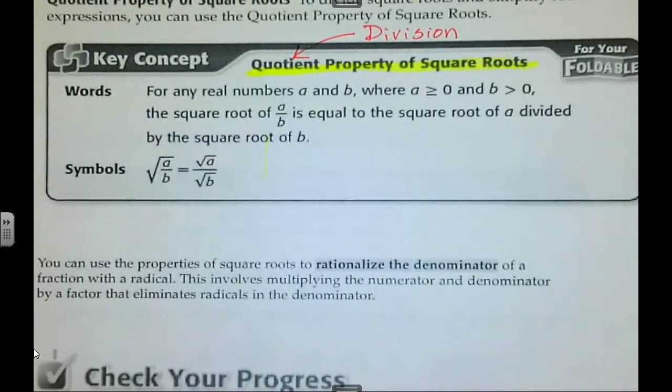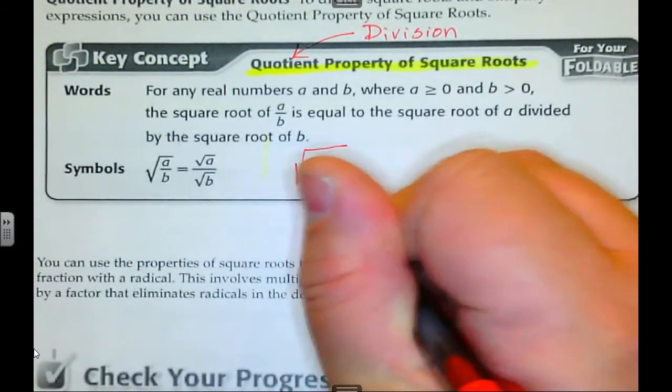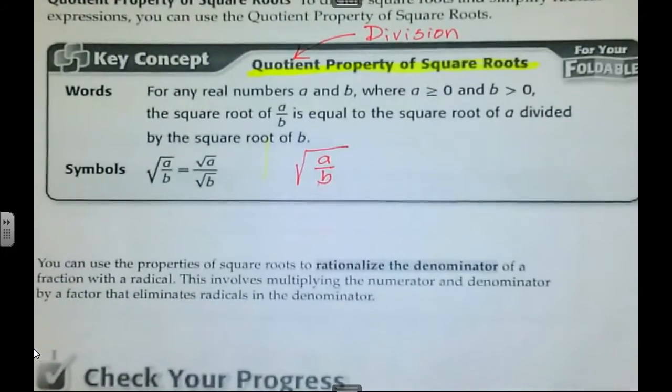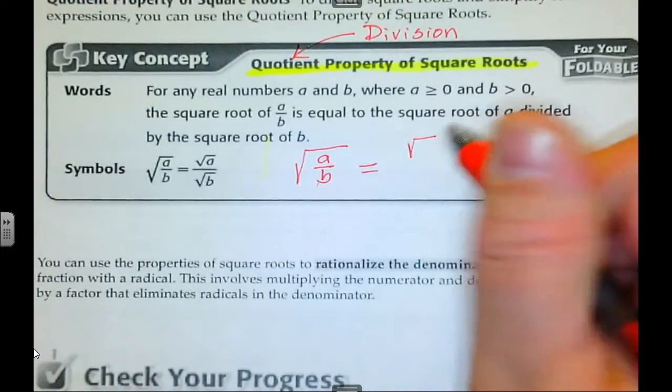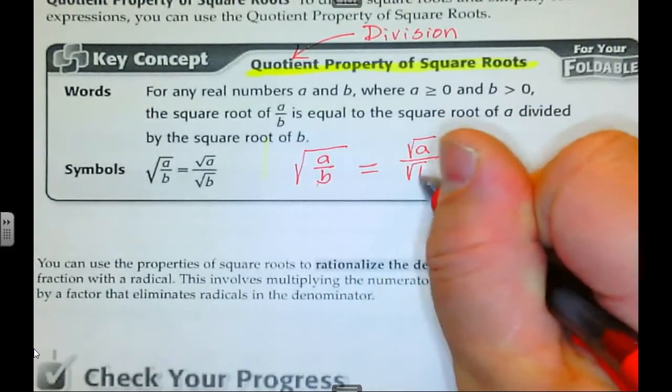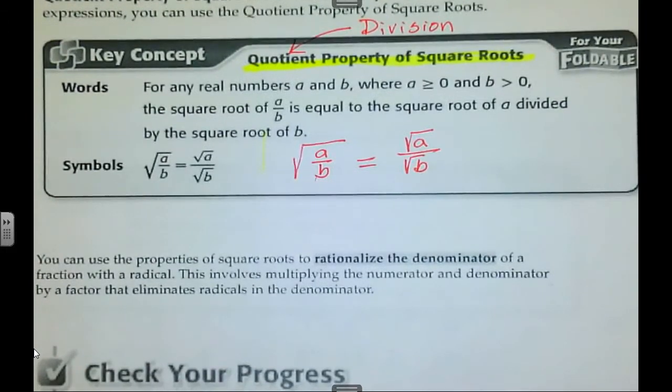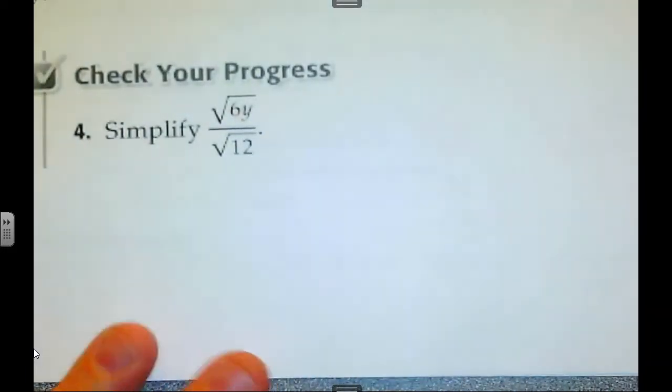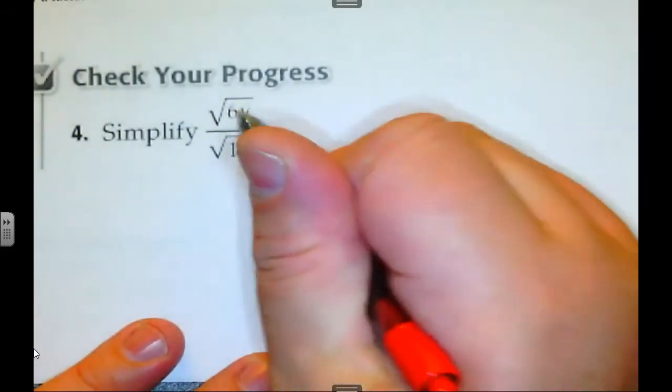What the quotient property tells us that we can do. Esco, sit out. The quotient property says if I have an entire fraction underneath a radical, I can split it up to the square root of a over square root of b and solve for a and b. Now, remember at the beginning of the lecture, I told you guys that you can never have a radical in the denominator. This is where it becomes a real pain in the butt. For instance, if I have the square root of 6y over the square root of 12, we're not going to worry about the y for now.